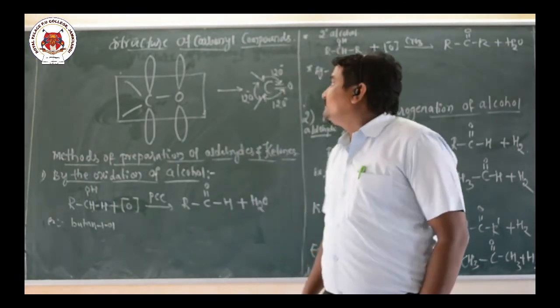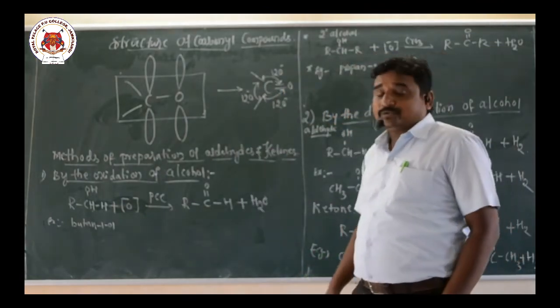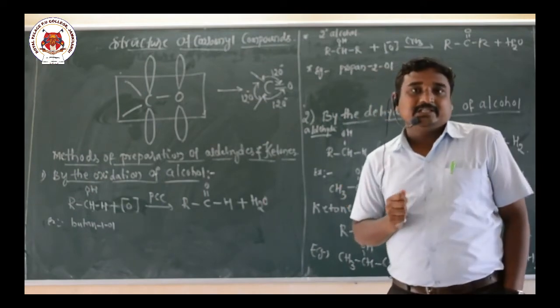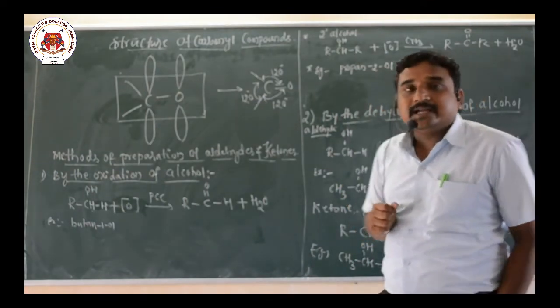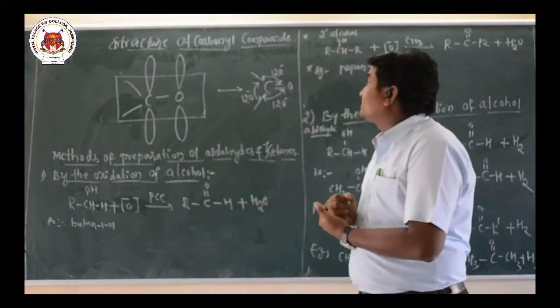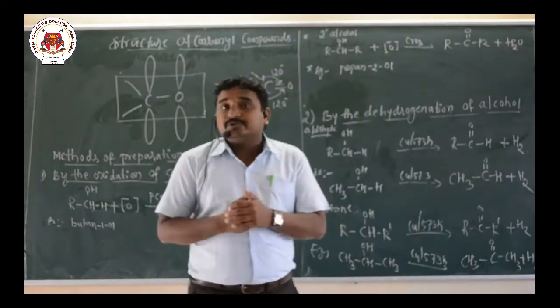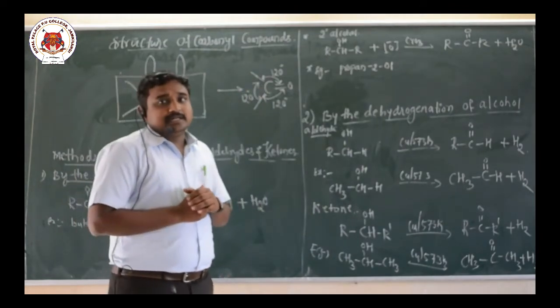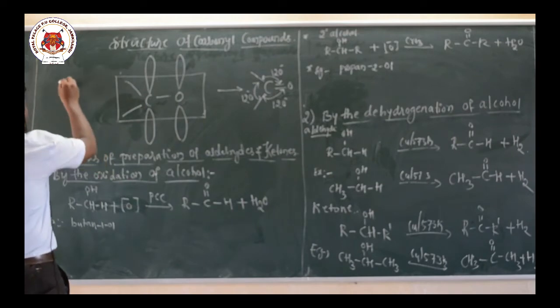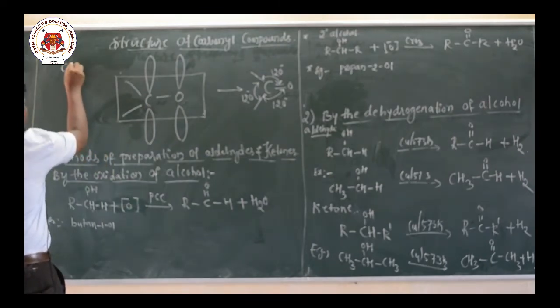In this session, I am going to discuss the structure of carbonyl compounds and the methods for the preparation of aldehydes and ketones. Now the first concept is the structure of carbonyl compounds. We already know that compounds containing the carbonyl functional group are called carbonyl compounds. The carbonyl functional group is C double bond O.